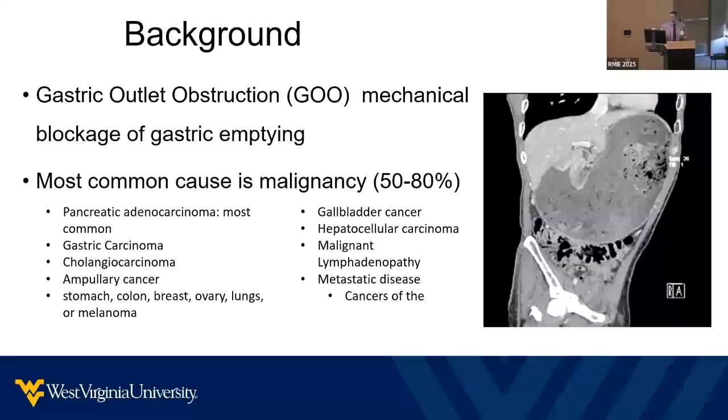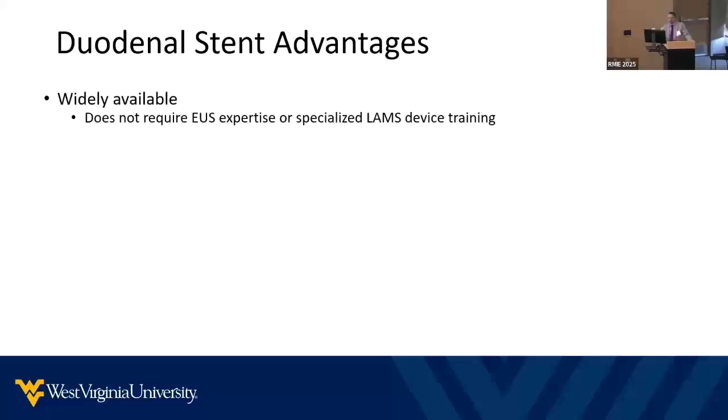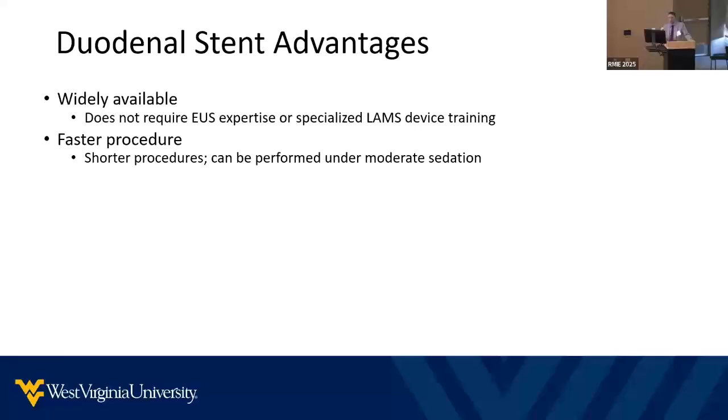So let's talk. As background, as most of you know, gastric outlet obstruction is a result of mechanical blockage of gastric emptying. The most common cause is malignancy, and you can see all these causes here. And so what are the advantages of duodenal stenting? Well, it's widely available, and doesn't require EUS expertise or specialized lumen-opposing metal stents.